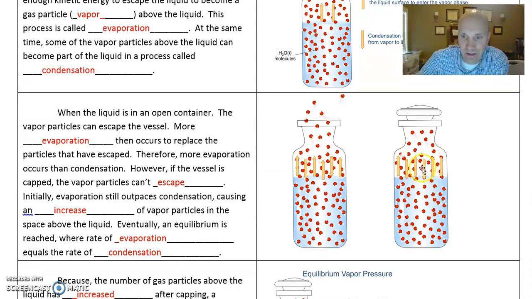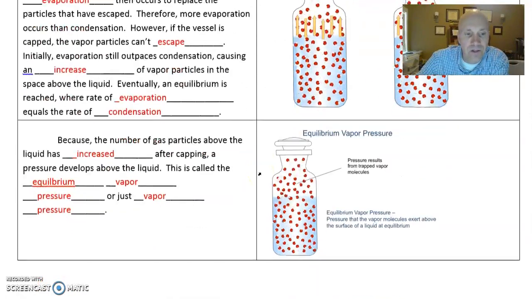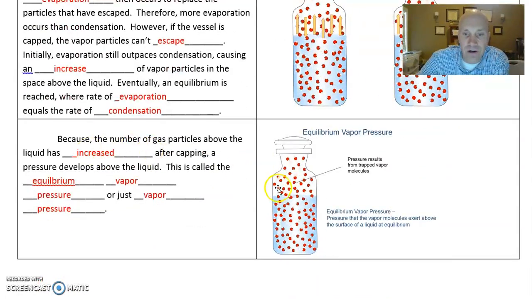And you're going to have evaporation equal the rate of condensation. All right. So what happens here? Because we've increased the number of gas particles in this space through the process of evaporation, we're going to develop a pressure in that space. And what we call that pressure that results from the trapped vapor molecules is what's called the equilibrium vapor pressure, or just the vapor pressure for short.